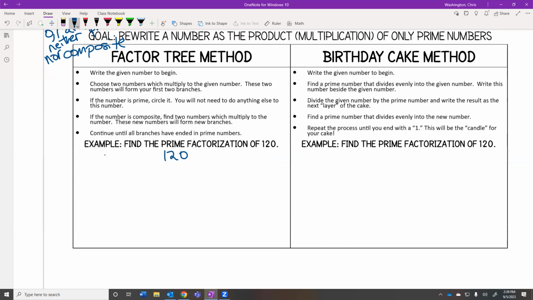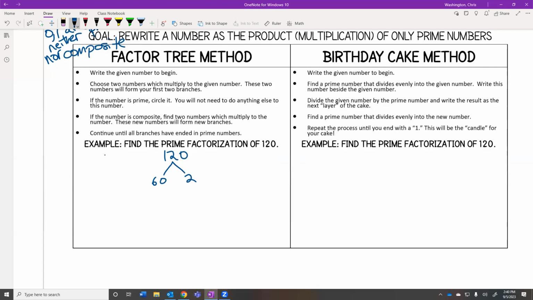So what 2 numbers, any 2 numbers that we can multiply to get 120? 60 and 2. It doesn't matter which 2 we start with. Maybe you started with 10 and 12. Maybe you started with 40 and 3. Maybe you started with 30 and 4. It doesn't matter what numbers we start with, as long as they actually multiply to give me 120.